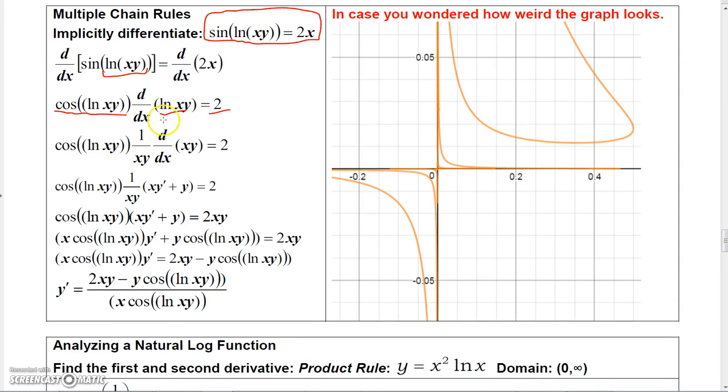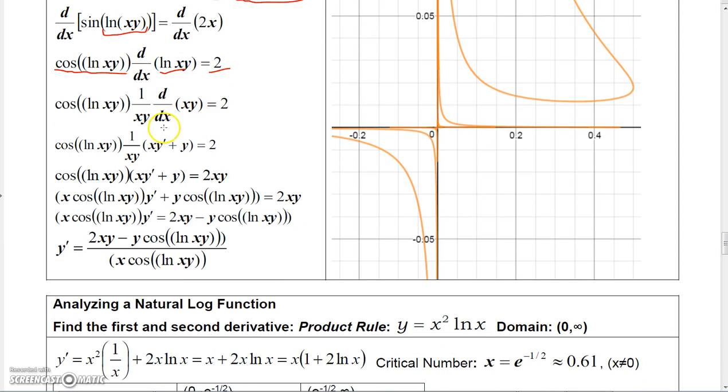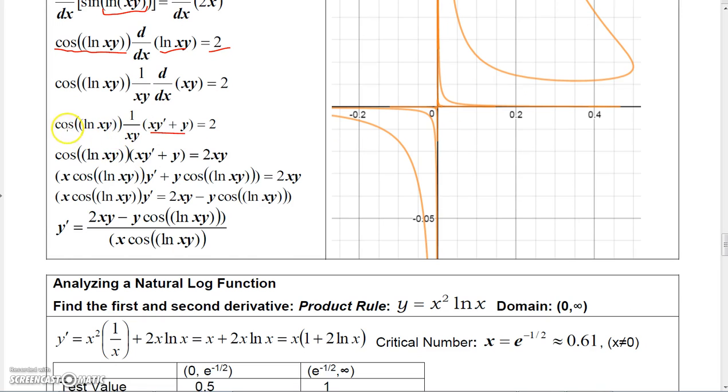Okay, well now let's figure out how do I take the derivative of natural log of xy. Well, the derivative of natural log of u is 1 over u times the derivative of u. Well, that would be 1 over xy times the derivative of xy. And the derivative of xy is just xy prime plus y. And then what I did next is I multiplied both sides of this equation by xy. So when I multiplied the left by xy, it's just going to cancel the xy. And when I multiply the right by xy, I'm going to get 2xy.